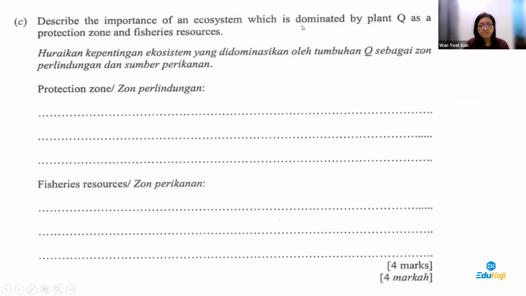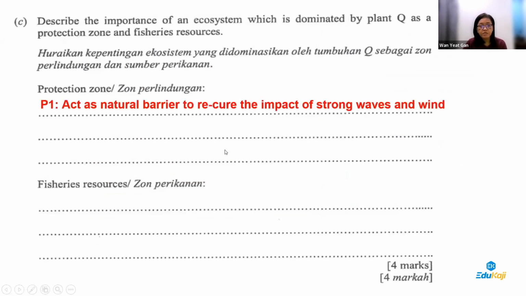Describe the importance of an ecosystem which is dominated by plant Q as a protection zone and fishery resources. Now, plant Q was a halophyte. So halophytes here are mangrove plants or mangrove trees. So you know mangrove trees grow in mangrove swamp.